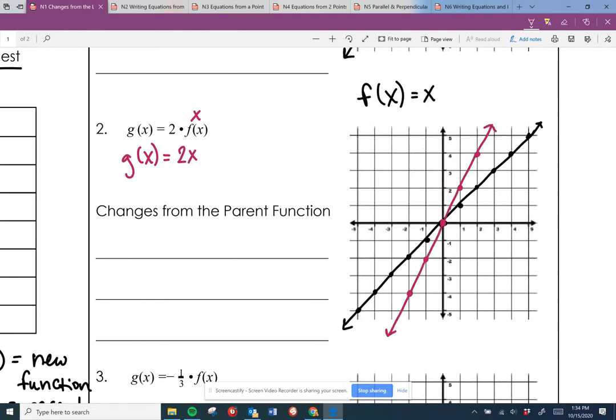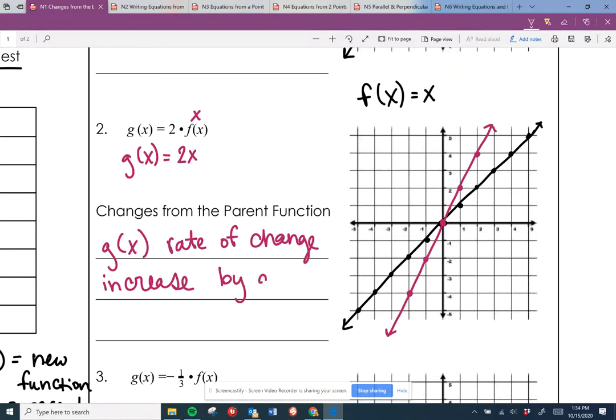So we can say here our changes were g of x had a rate of change increase, which is a slope increase, right? Rate of change means the same thing as slope. Rate of change increase by a factor of 2. We just multiplied it by 2. Okay, let's drop down to the next one.